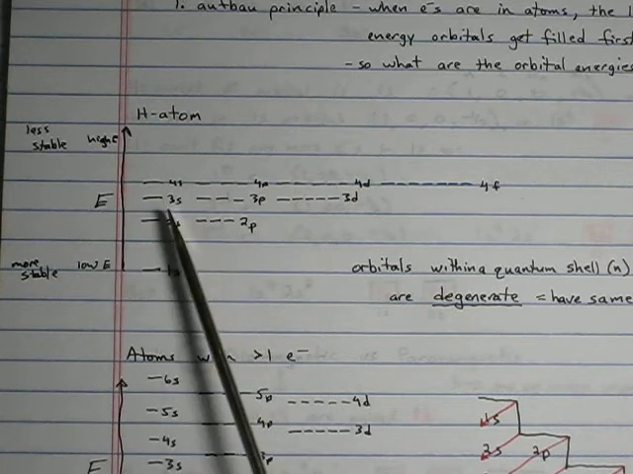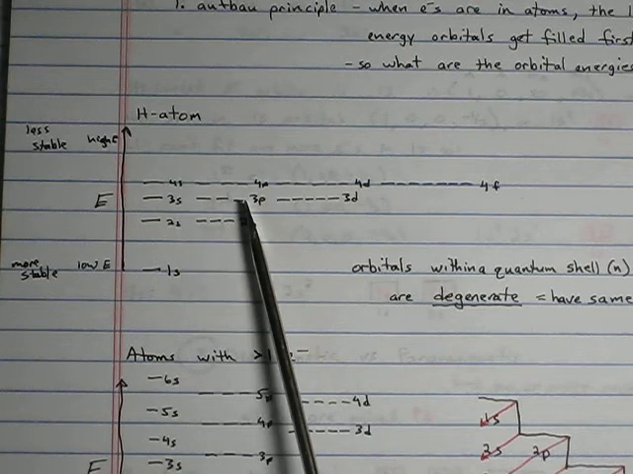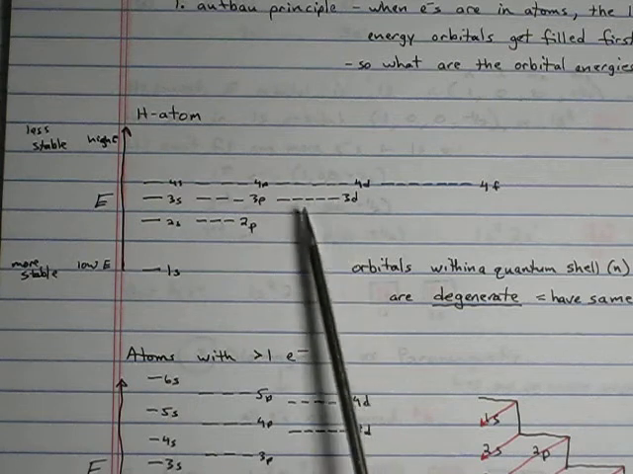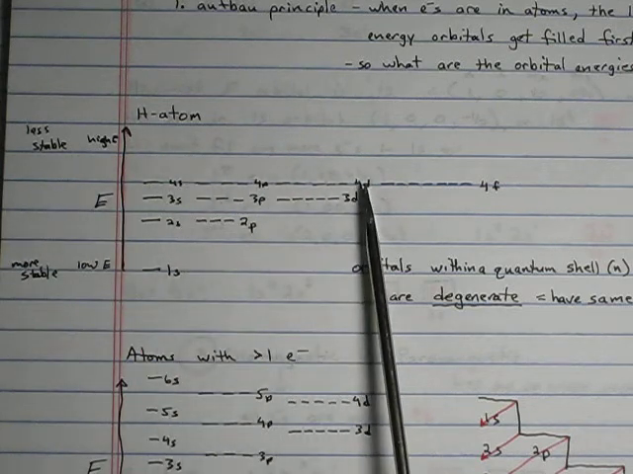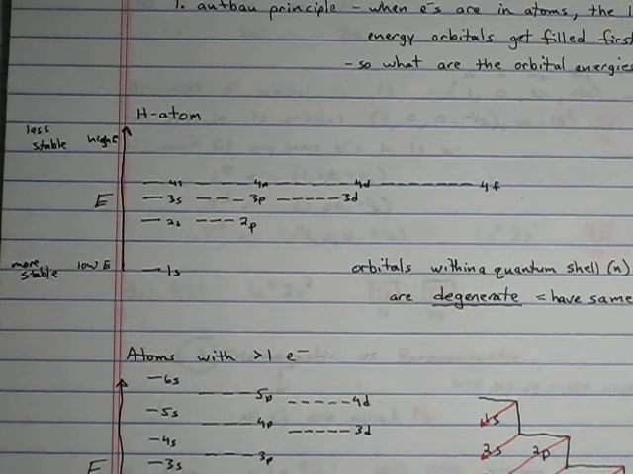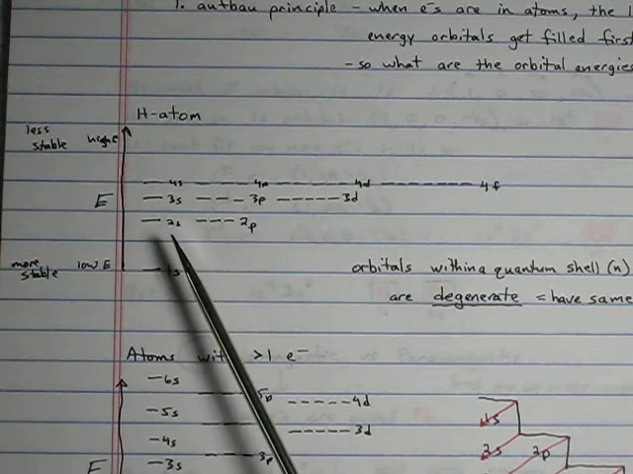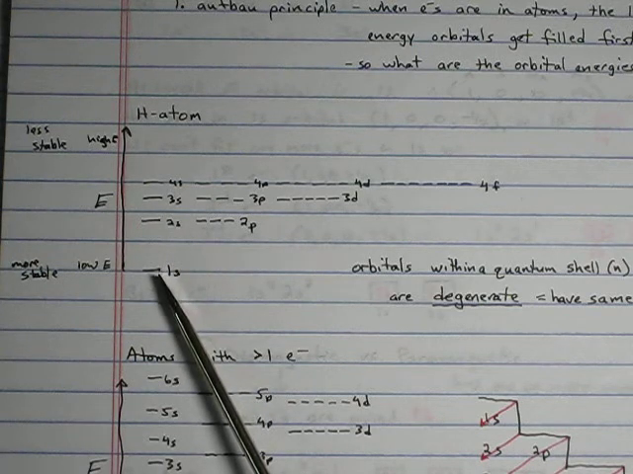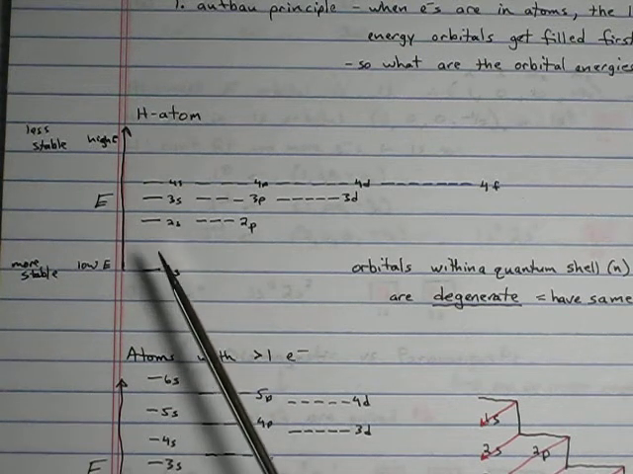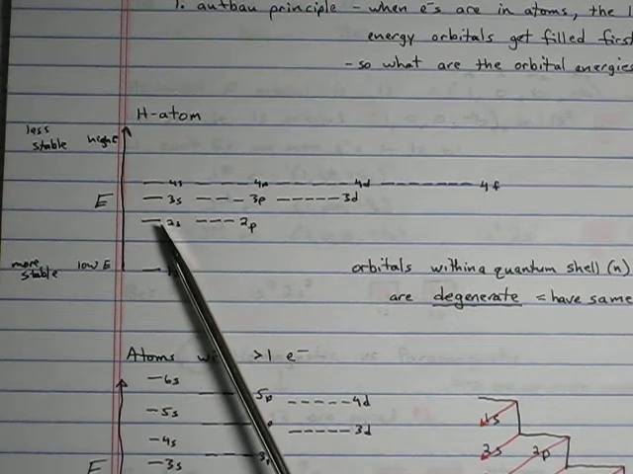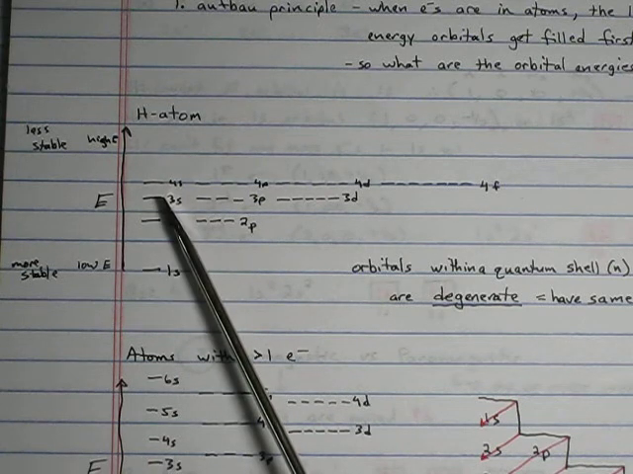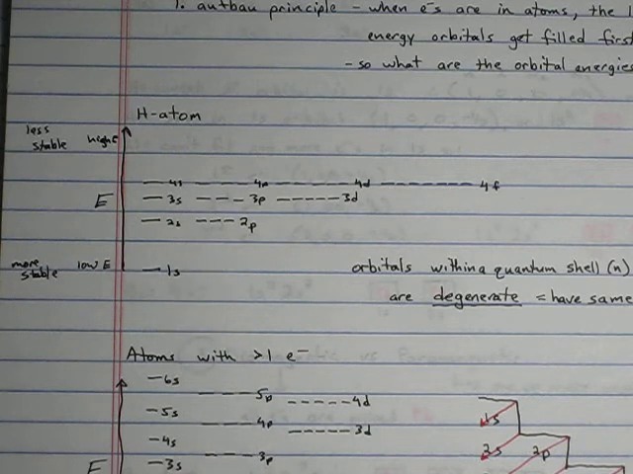Next up, higher in energy is the 3s, which is degenerate with the 3p's, which is degenerate with the 3d's, and then 4s, 4p, 4d, 4f. Note, this looks a heck of a lot like the Bohr model of the atom, where we have the 1s and then there's a large energy gap between n equals 1 and n equals 2, then a smaller energy gap, 2 to 3, and an even smaller energy gap, 3 to 4.